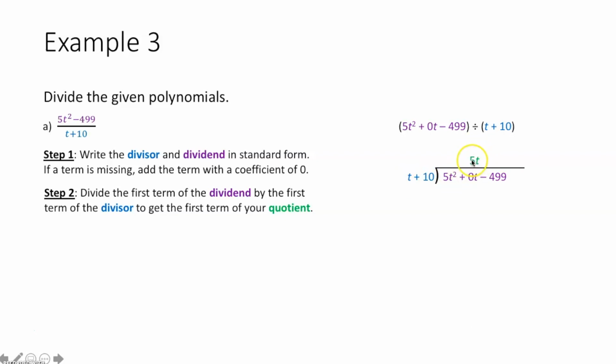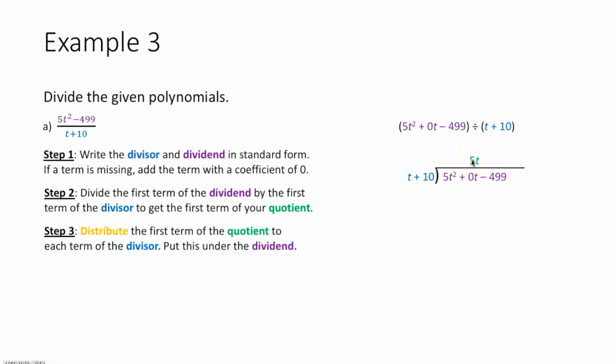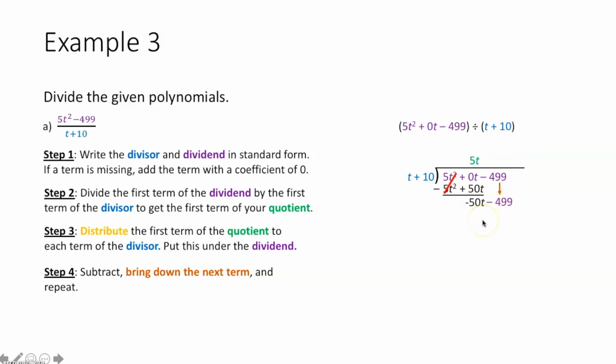Now we take this and distribute it to the t and to the plus 10. So 5t times t is 5t squared. Then we have 5t times 10, that's 50t. We now subtract: 5t squared minus 5t squared, those cancel each other out. 0t minus 50t is going to be negative 50t. We then go ahead and drop down our negative 499, and we repeat the process.